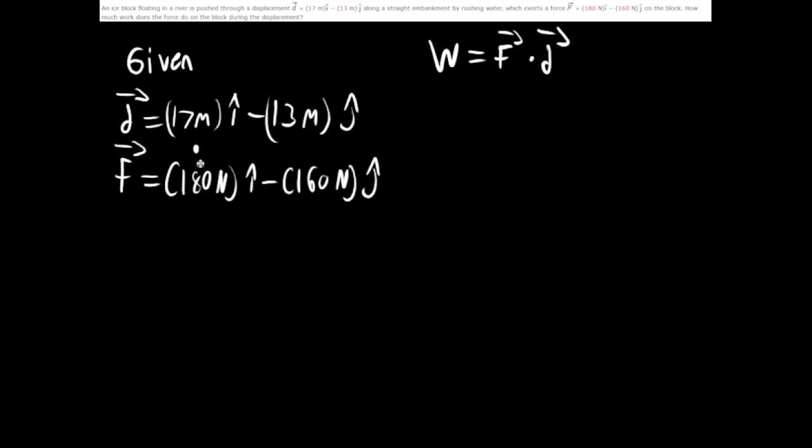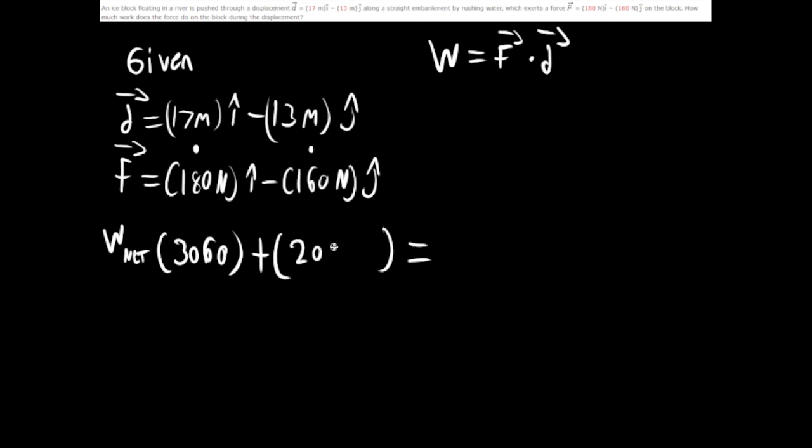So what we're going to do is multiply these two and multiply these two to get work net here. And this will give us our answer. So if we do 17 times 180, it's going to equal 3060. And if we do 13 times 160, it's going to equal 2080. And adding these up, work equals 5140. And that's the answer given what we know here.